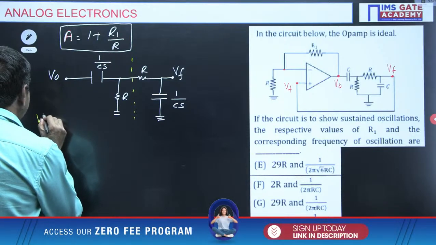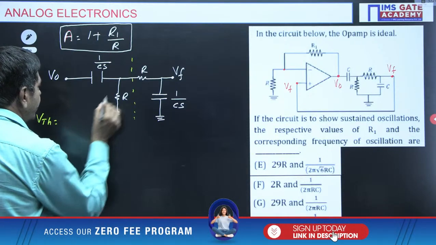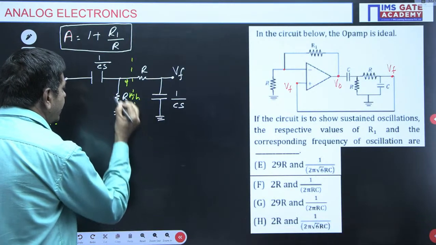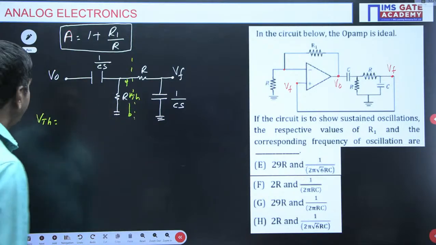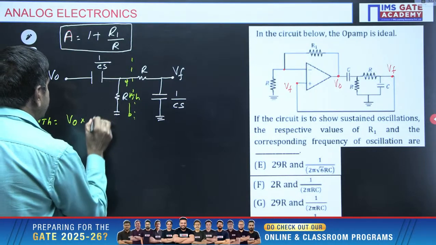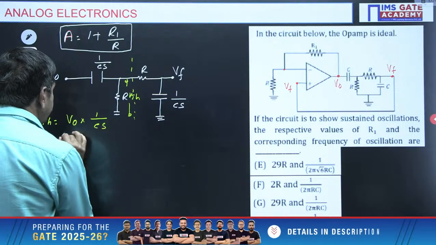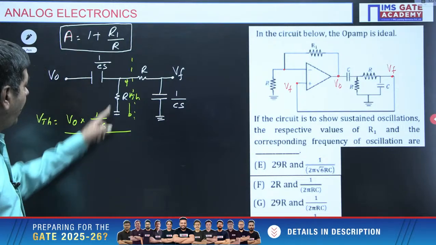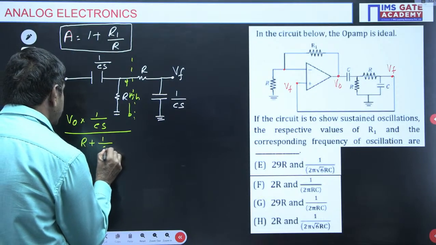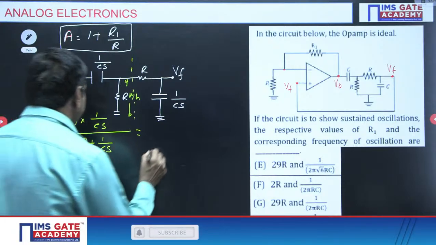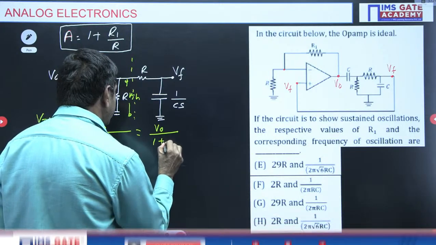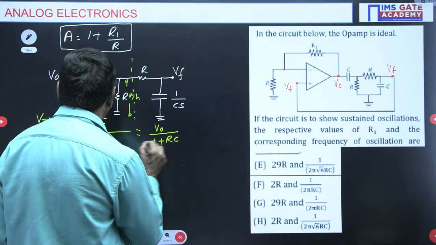I want to find what VTH is at first. When the view is made, the voltage across this R is to be taken as VTH only. This is VTH, the voltage across R. VTH is nothing but V naught into 1 by CS divided by R plus 1 by CS. On simplification, I can get V naught by 1 plus RCS.